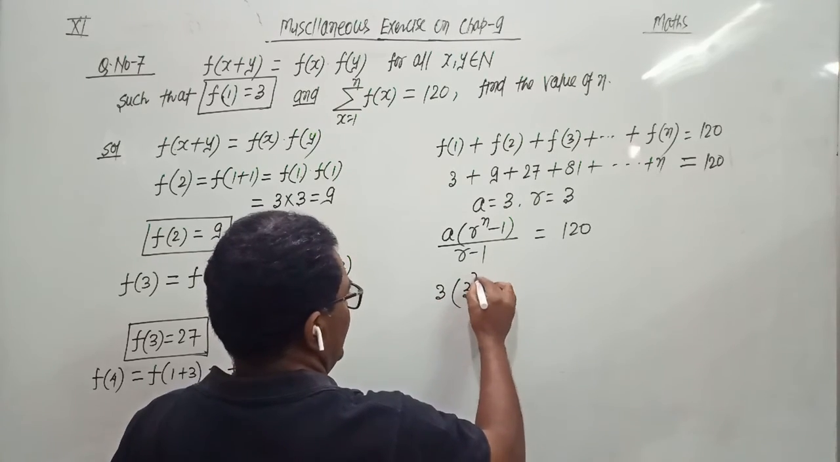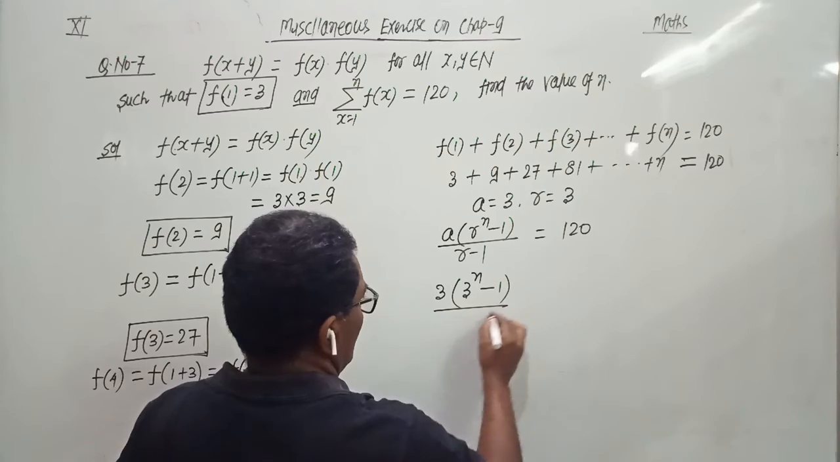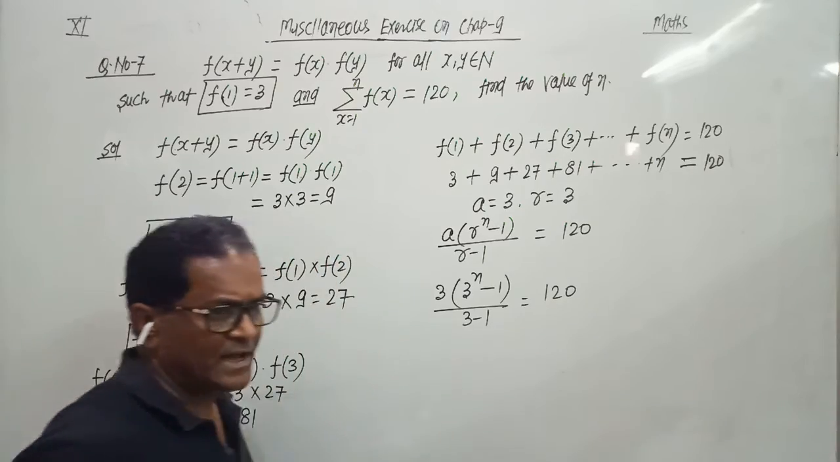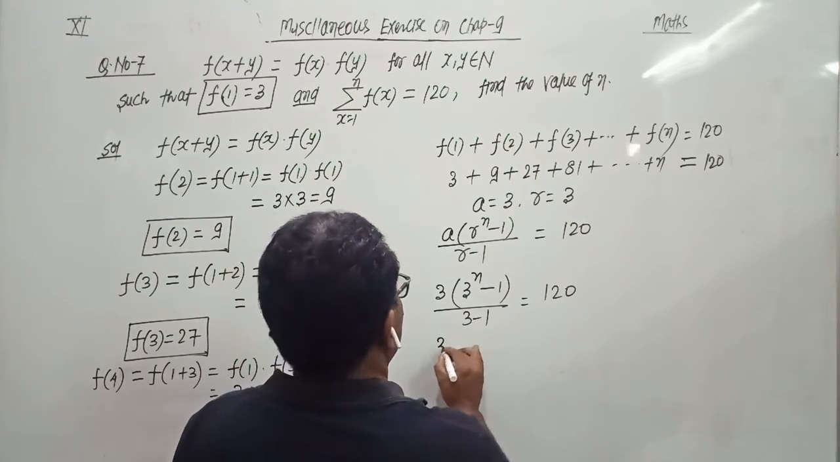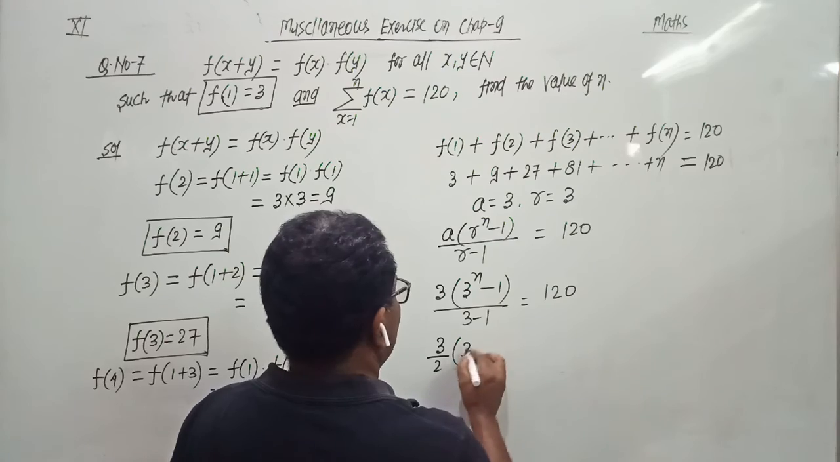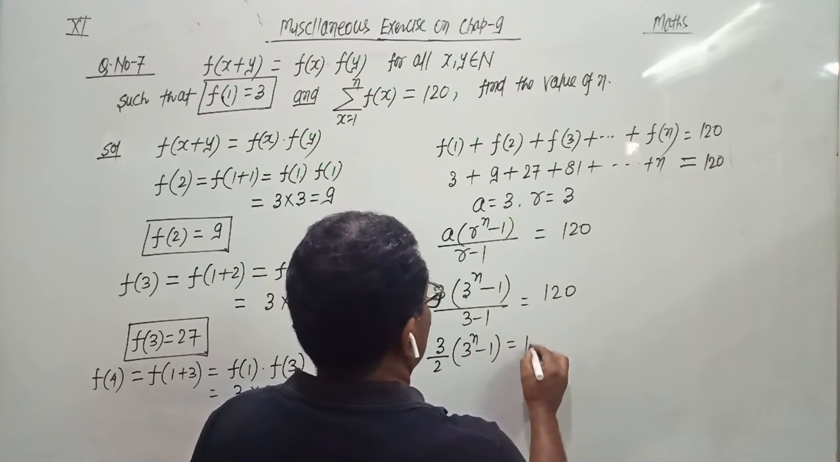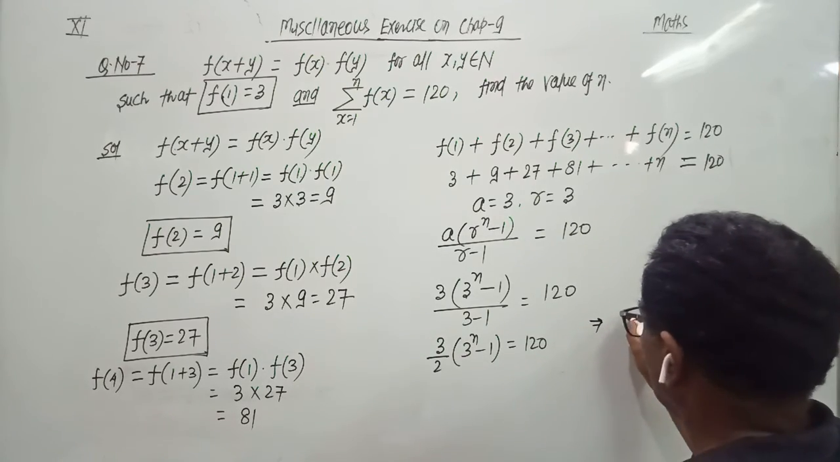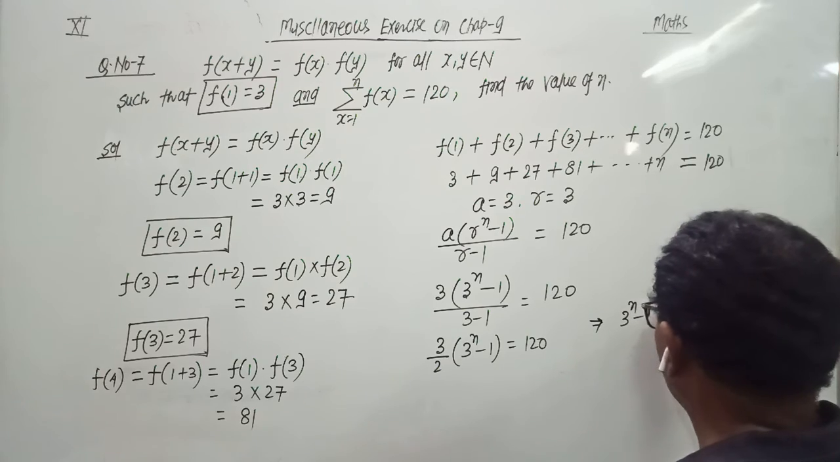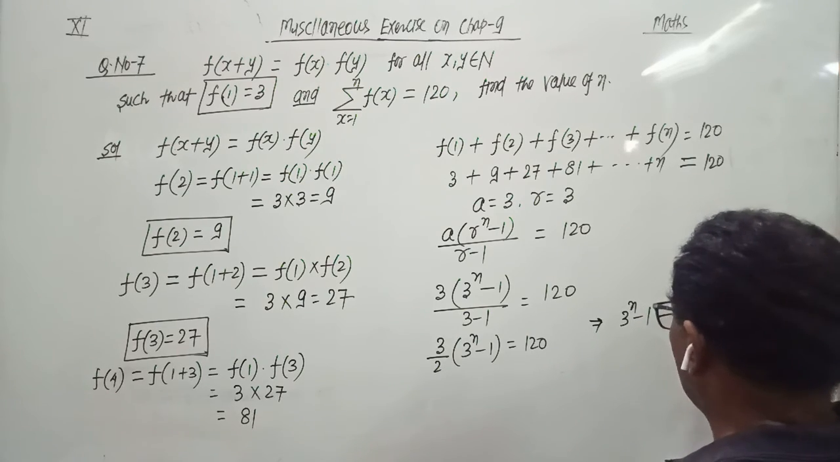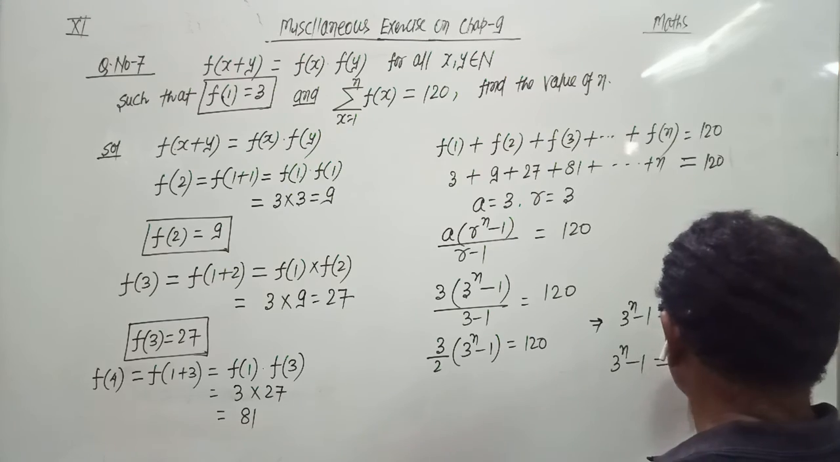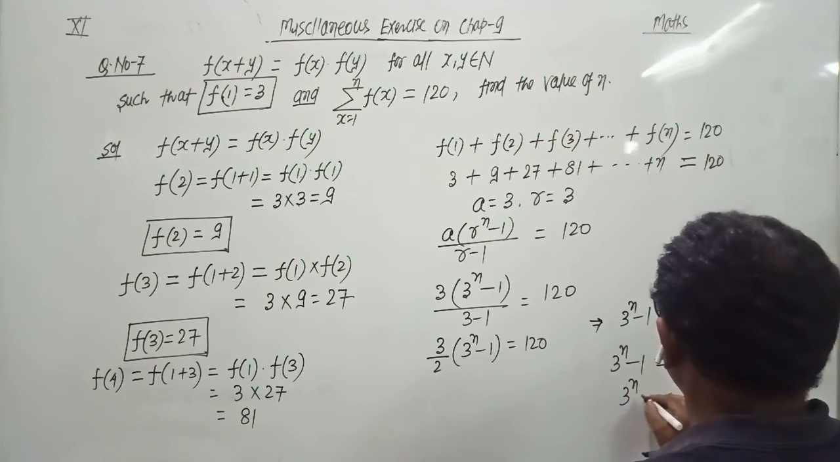N we have to find. Upon r minus 1, means 3 minus 1, equals 120. So 3 upon 2 into 3 raised to the power n minus 1 equals 120. Then by cross multiplying, 3 raised to the power n minus 1 is written as 120 into 2 upon 3. It goes by 40. So 3 raised to the power n minus 1 equals 80. 3 raised to the power n equals 81.